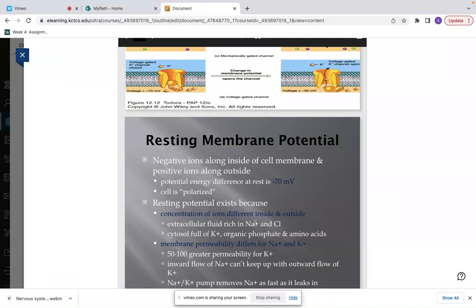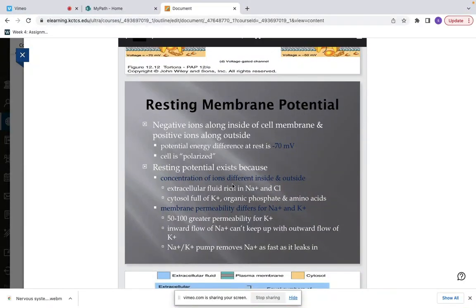The resting membrane potential is this potential that is due to the differences of ions inside and outside of the cell. So as you can see here, the text says the concentration of ions is different inside and outside of the cell. And now, what's an ion? An ion is just an element that has a charge. So sodium is Na plus, chloride is Cl minus. So it's the difference in these ions across a cell membrane, which is going to generate an electrical membrane potential.